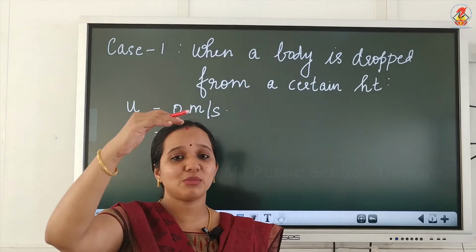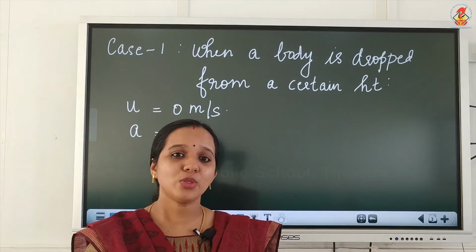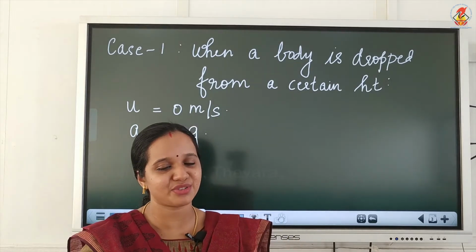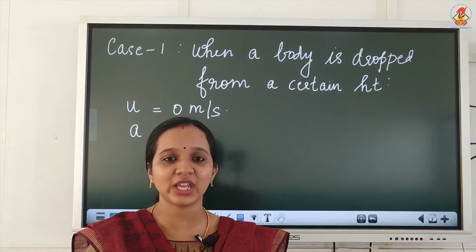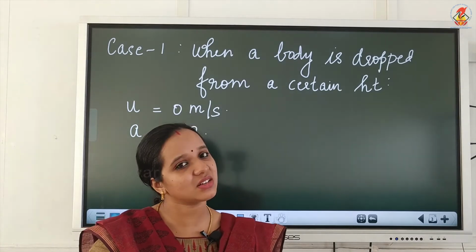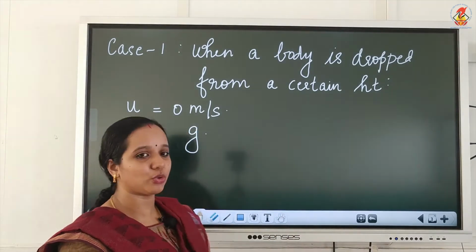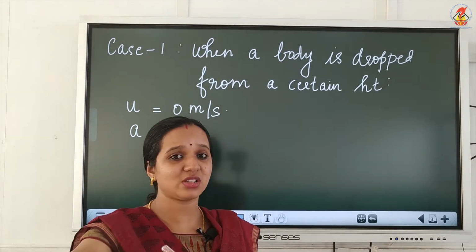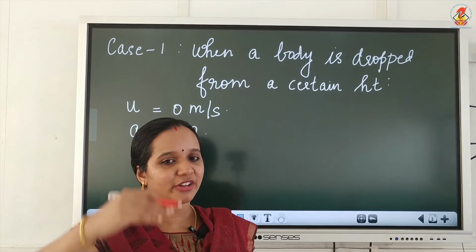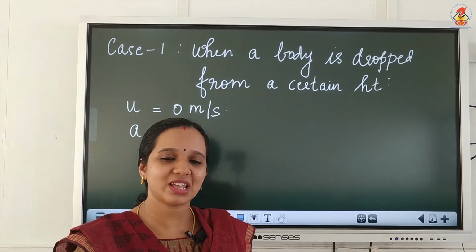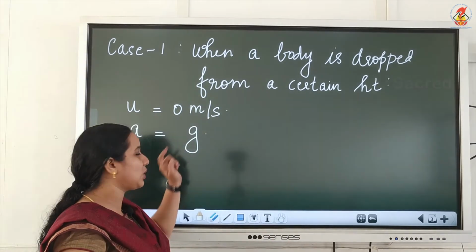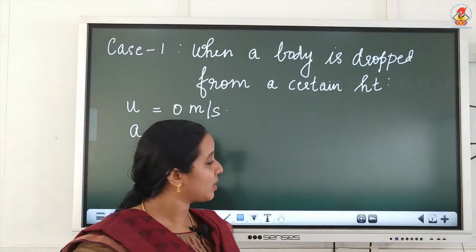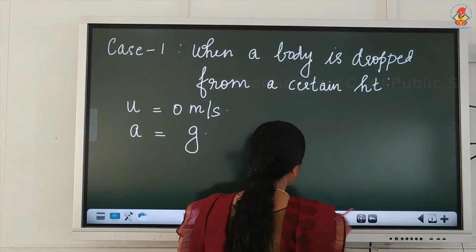That means as the body descends down, the velocity of the body increases. As a result, since the velocity is increasing as the body moves down, the acceleration due to gravity g will have a positive value. Now, coming to our equations.